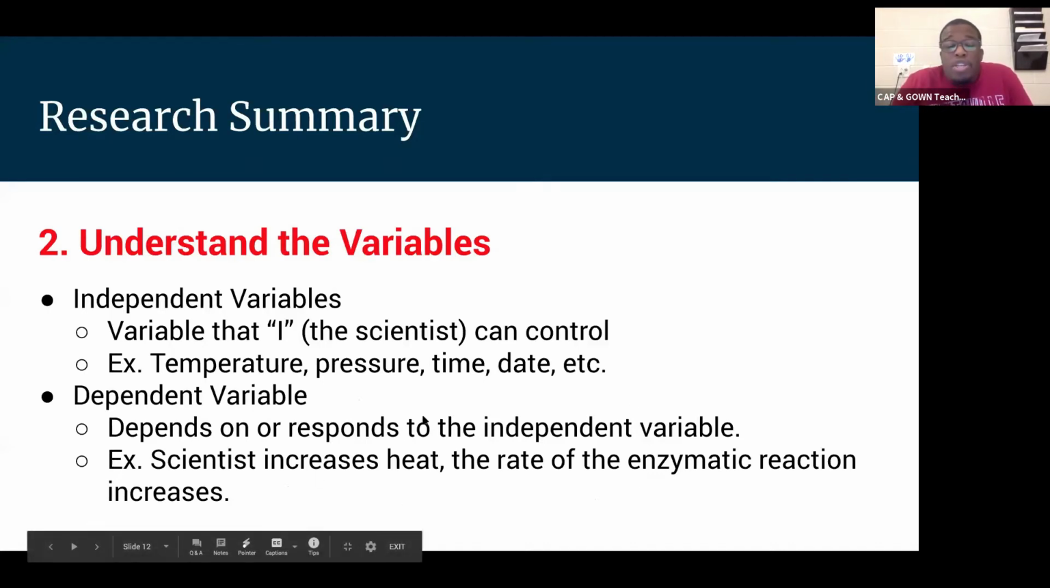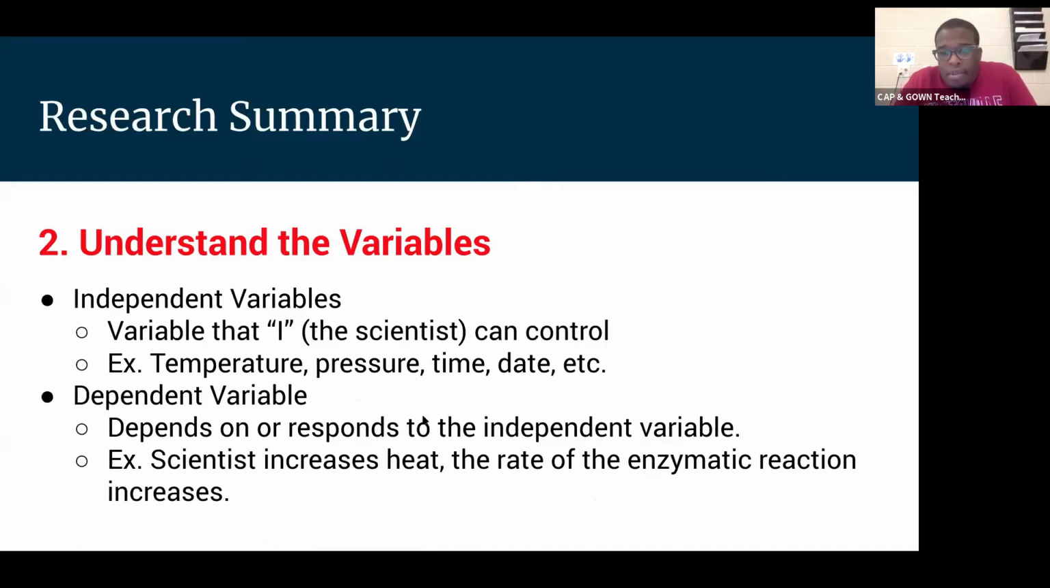The next thing we need to do is understand the variables. Every experiment has independent and dependent variables, every one of them, okay? The independent variable is the variable that the scientist controls. That's how I always remember it. And independent always starts with I. Independent is the variable that I control.